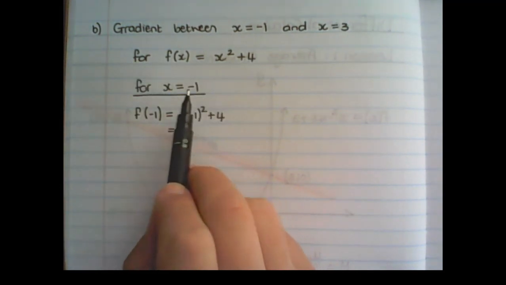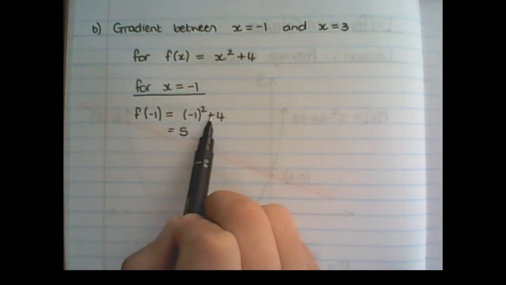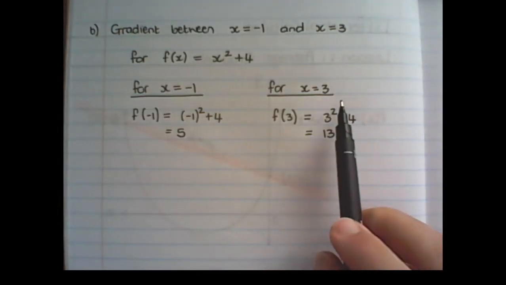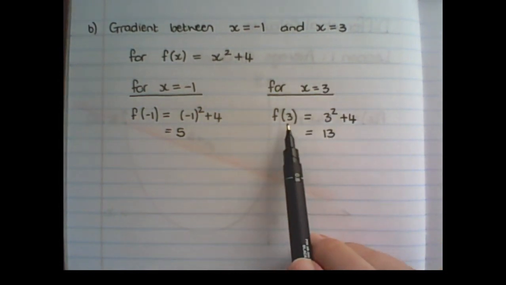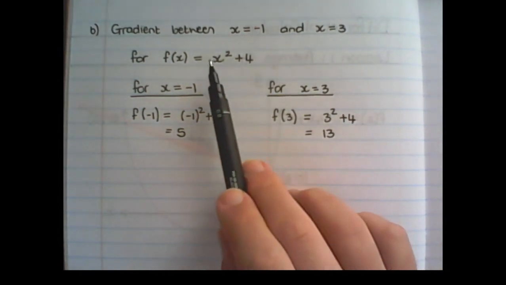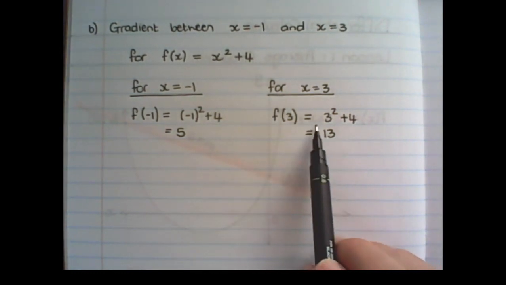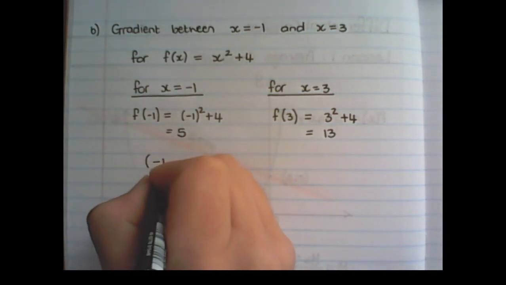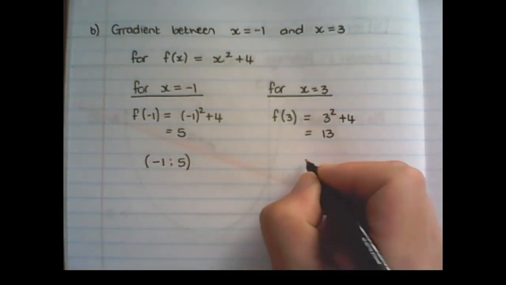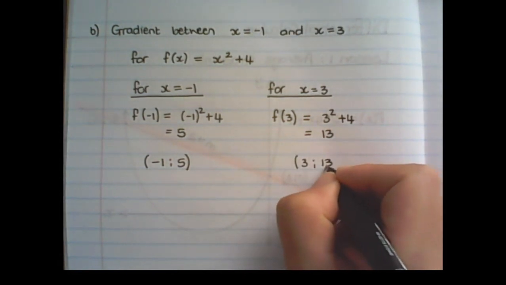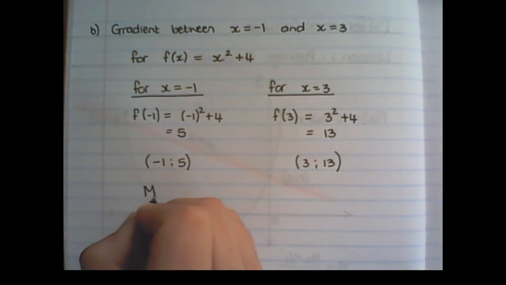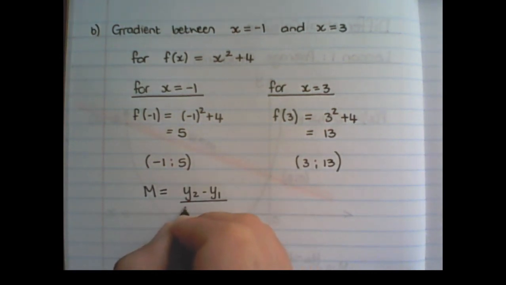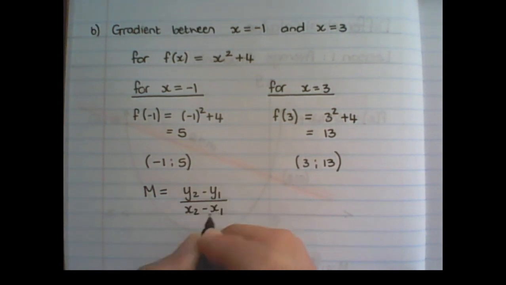So, where x is equal to -1, I substitute -1 into the function, and I find that the y value is 5. And where x is equal to 3, I substitute 3 into the same function, and I find that the y value where x is 3 is 13. So I have 2 coordinates, (-1, 5) and (3, 13). So the gradient is equal to the difference in y's over the difference in x's.